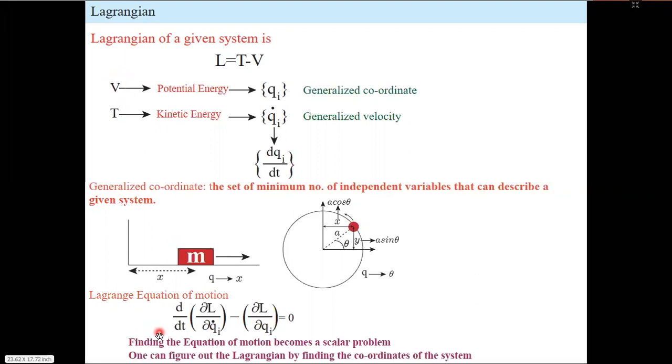Another point is that one can figure out the Lagrangian just by properly knowing the coordinates of a given object, a given system, or a set of objects. If we know the coordinates properly, we can figure out the Lagrangian, and we will demonstrate that in our next few slides through a few problems. Here we are concerned only with finding the Lagrangian. Once we know the Lagrangian, finding the equation of motion is a piece of cake. So let's take a few problems.